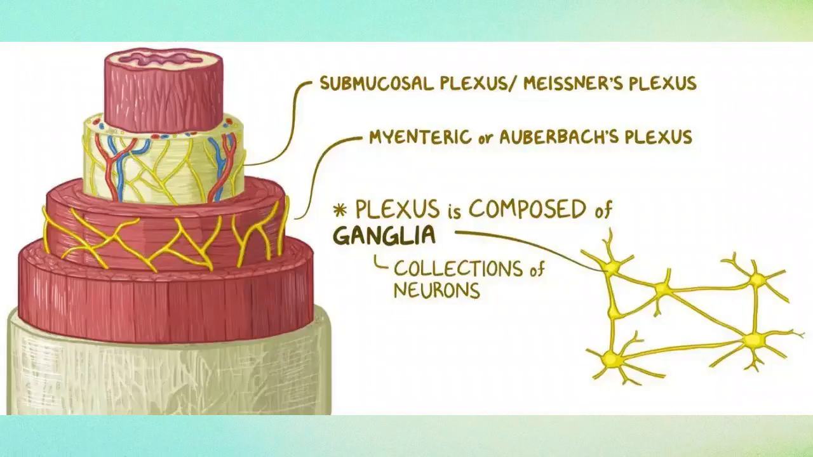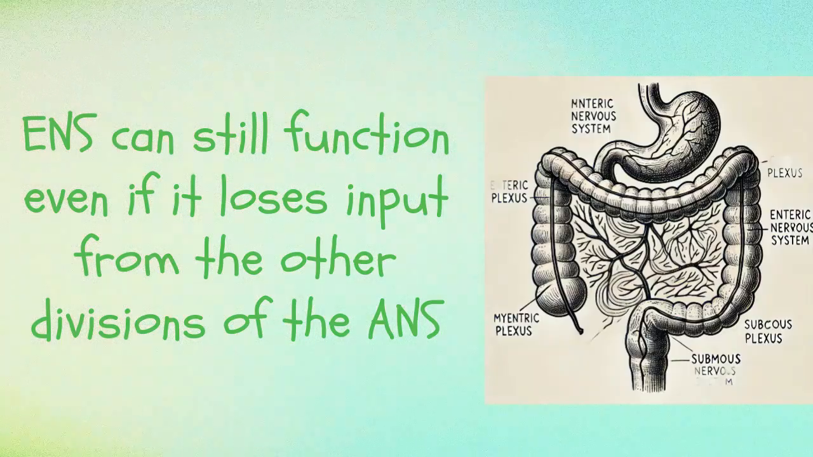The ENS includes two important networks: the myenteric plexus, or Auerbach's plexus, and the submucous plexus, also known as Meissner's plexus. These networks receive input from both the parasympathetic and sympathetic nervous systems, and also contain sensory neurons that regulate gut movement and secretion. Interestingly, the ENS can still function even if it loses input from the other divisions of the ANS, sometimes leading to an increase in gut activity.